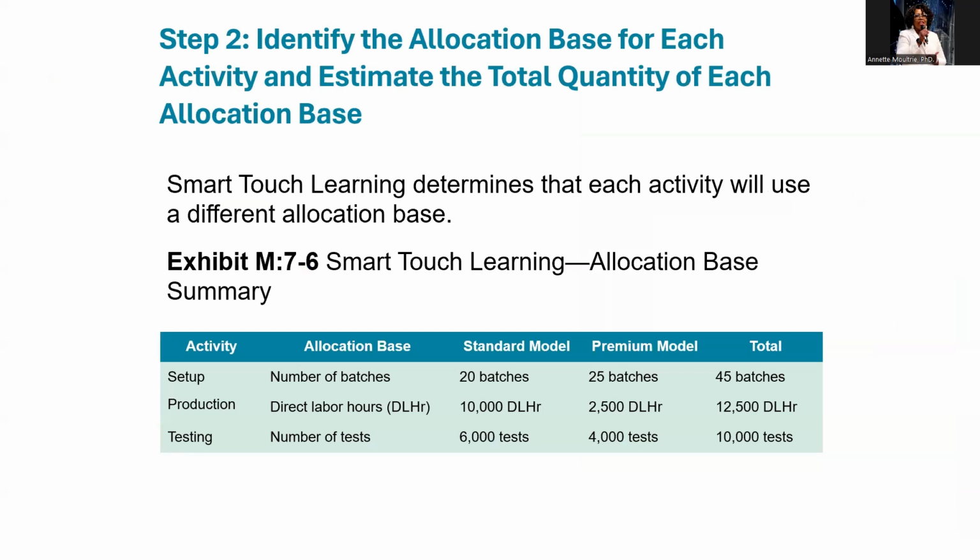In step 2, identify the allocation base for each activity and estimate the total quantity of each allocation base. So step 2 of an activity-based costing system is what you see here. They identify the allocation base for each activity, and then they estimate the total quantity of each allocation base. Here you see in Exhibit 6, it summarizes the data for each allocation base.